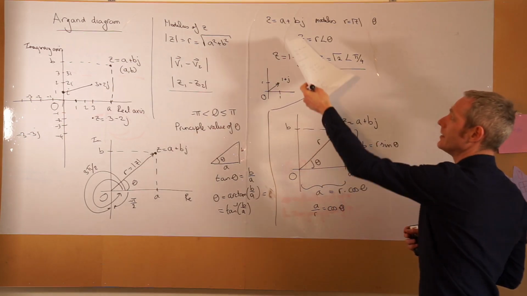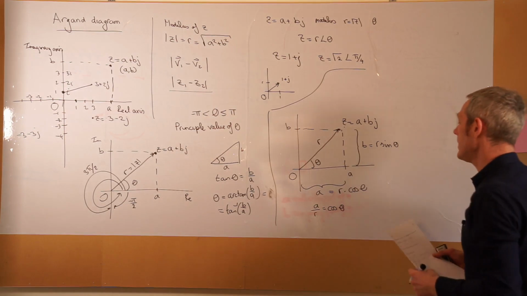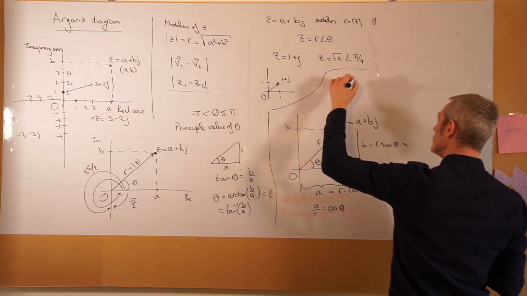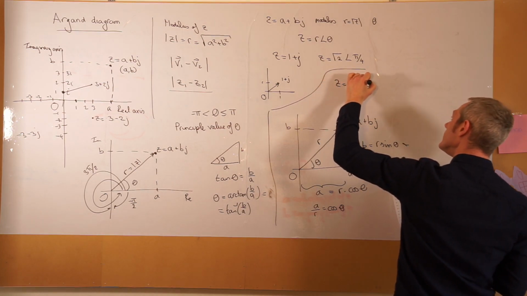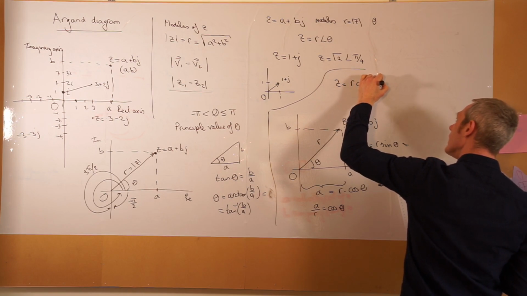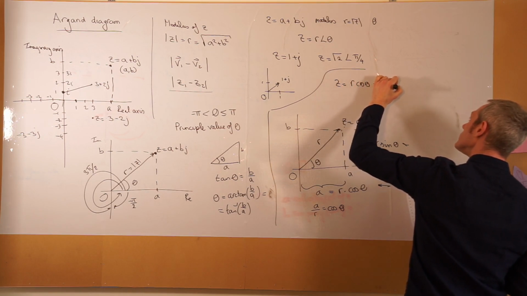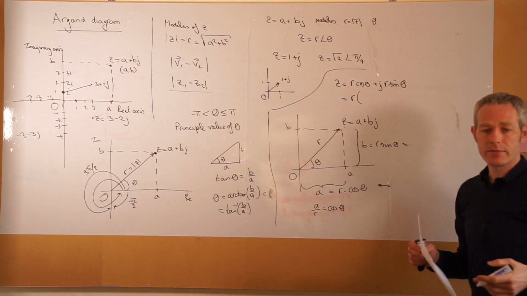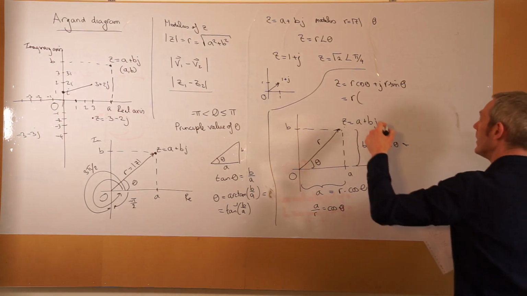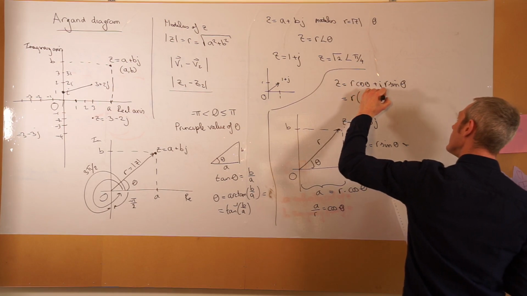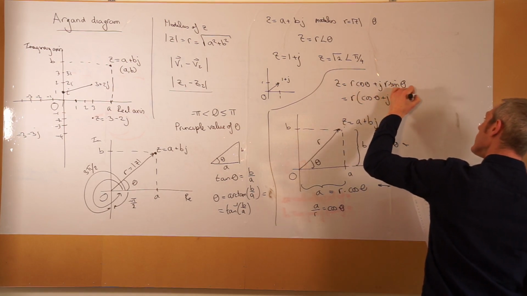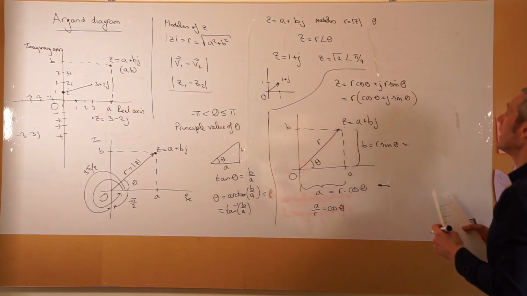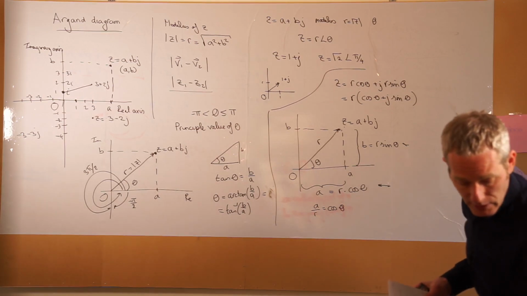So not only can we write z as a plus b times j, if we use these expressions for a and b, we see that z is equal to r cosine theta plus j times r sine theta. Or we can take r and write between parentheses cosine theta plus j times sine of theta.